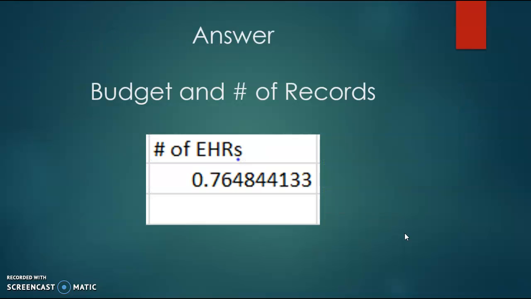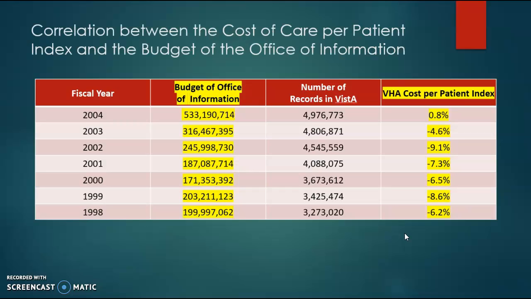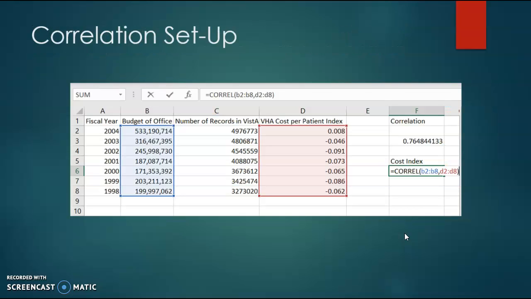And then finally, when you enter it, you should be able to see here, this is the number of EHRs. This is the value you should get, and this is the comparison between the budget and the number of records. Next, we want to find the correlation between the budget and the VHA cost per patient. So correlation setup again, you want to compare budget and VHA cost per patient. It's the same equation, equal correl.